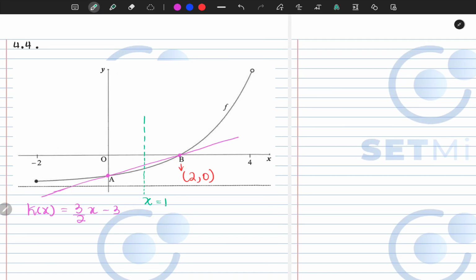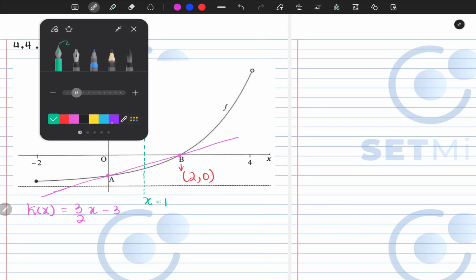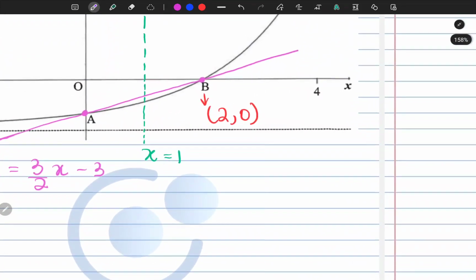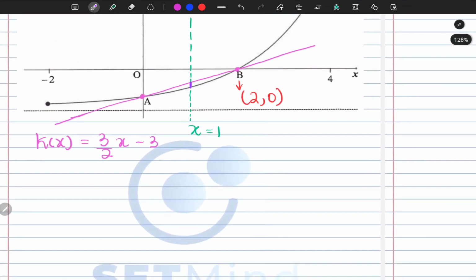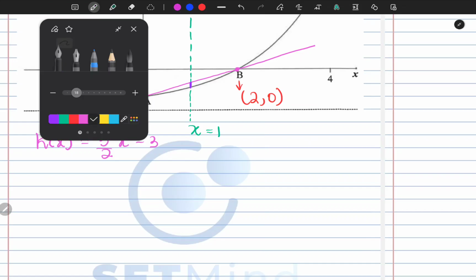So x is 1 is somewhere there. So essentially what we are looking for is the distance between the two functions. So it is that purple distance. That is what we are looking for. So what is that purple distance? At x is 1.